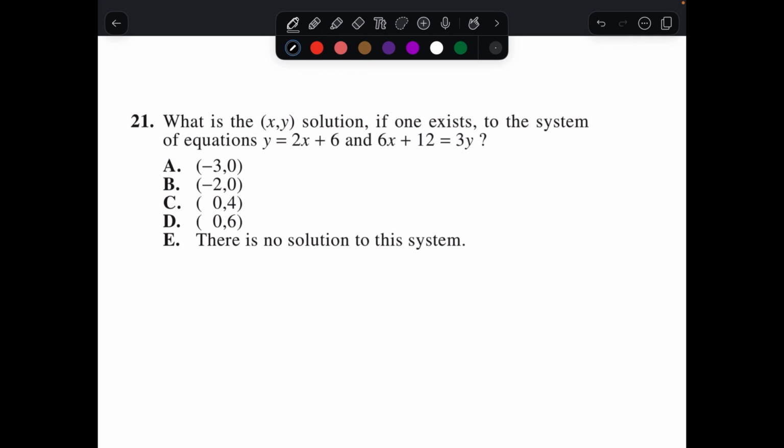Question 21 says, what is the xy solution, if one exists, to the system of equations y equals 2x plus 6 and 6x plus 12 equals 3y?